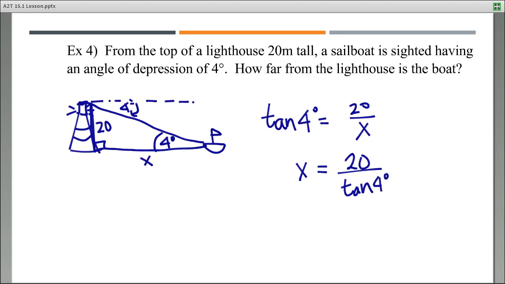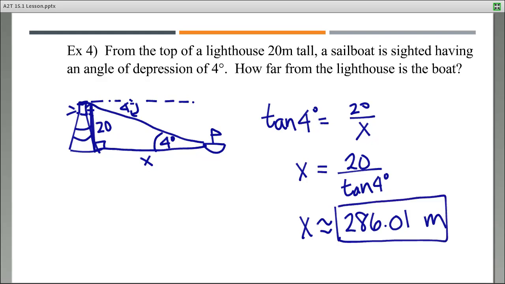will give you that X is approximately equal to 286.01. The height of the lighthouse is in meters, and so is the distance from the lighthouse to the sailboat. 286.01.